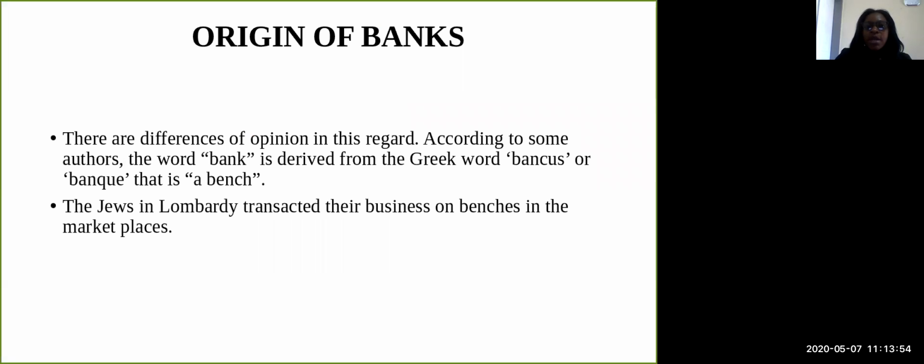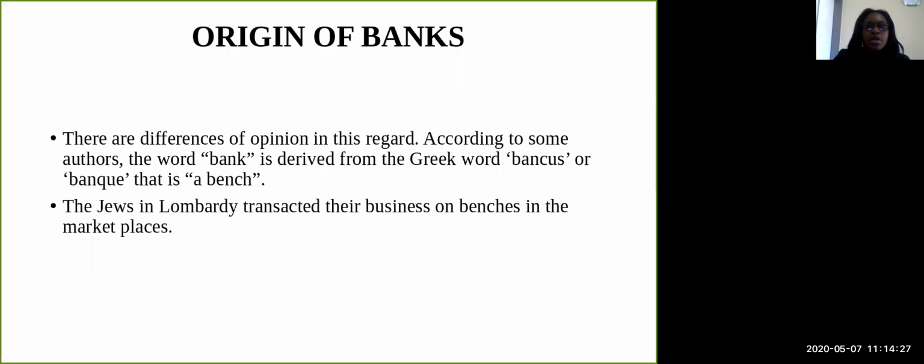So we'll start by looking at a brief history about banks, which is the origin of banks. There have been different opinions in this regard, and according to some authors, the word bank is derived from a Greek word, bankos, or banco, that is a bench. So during ancient times, banking used to be done on benches. The monetary transactions of different people used to be done on benches.